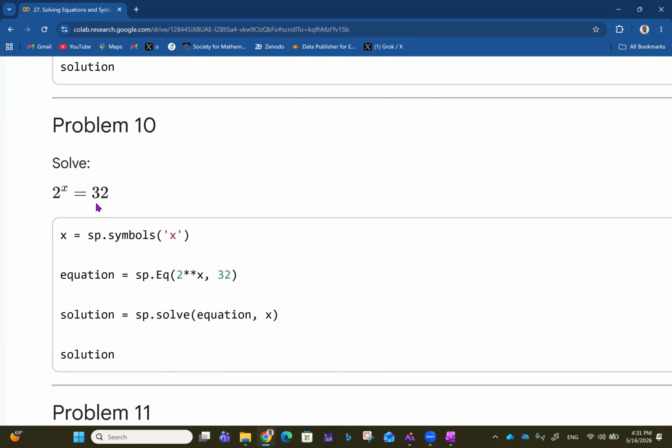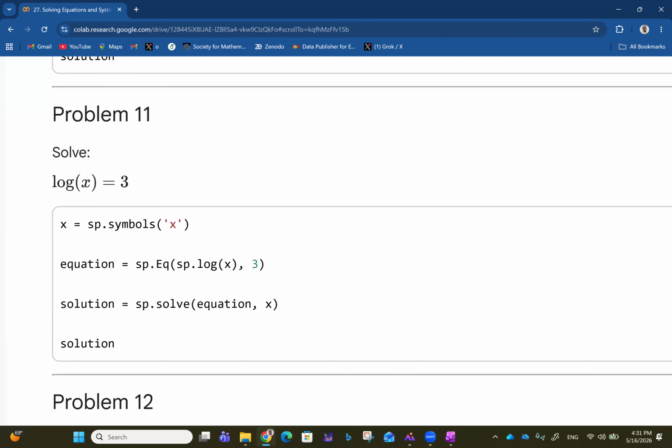Then this is quadratic. Of course, this is 2 raised to power 5. X is 5 for sure. But this is the setup to get that. Copy, paste, run. Then problem 11, log x is 3. So this is exponent. Take this to be natural log. So e raised to power 3 is going to be your answer.